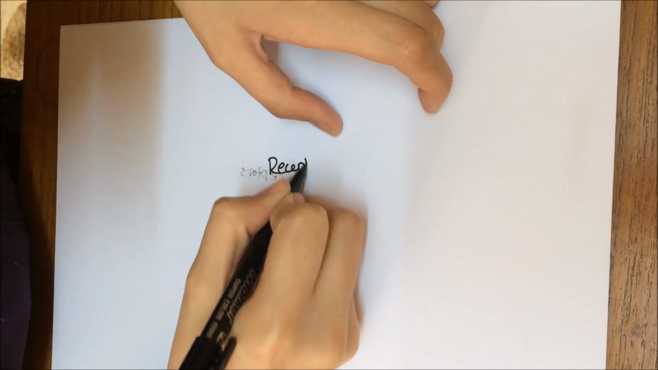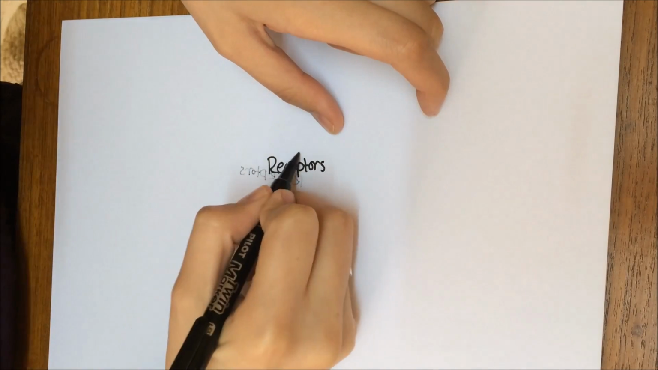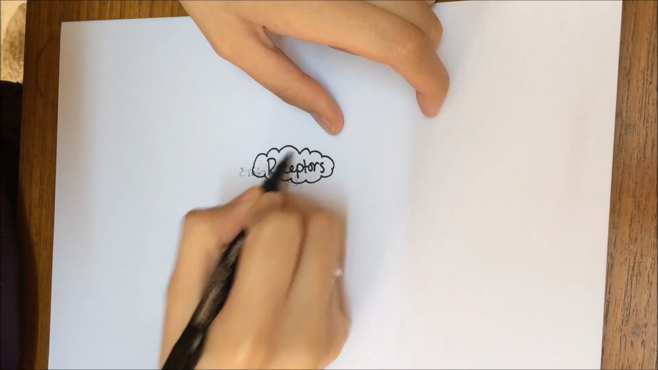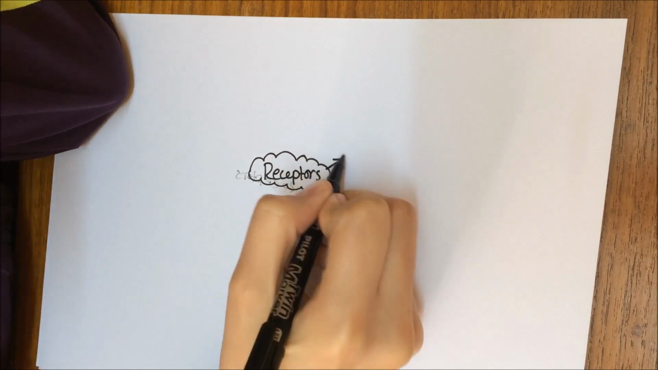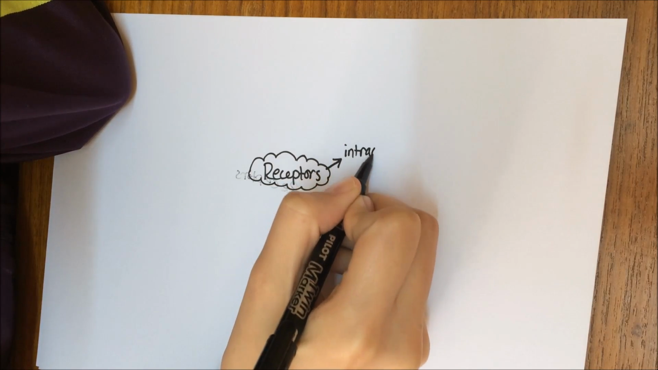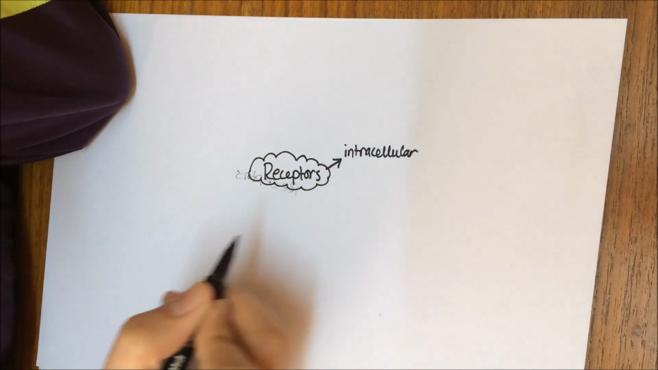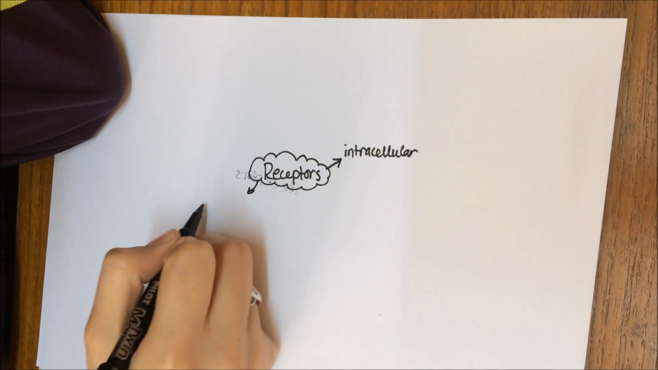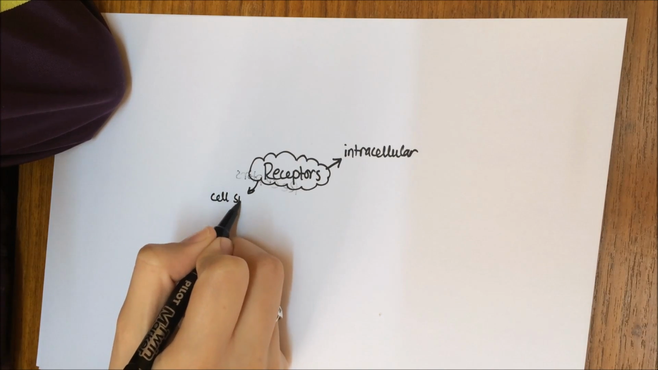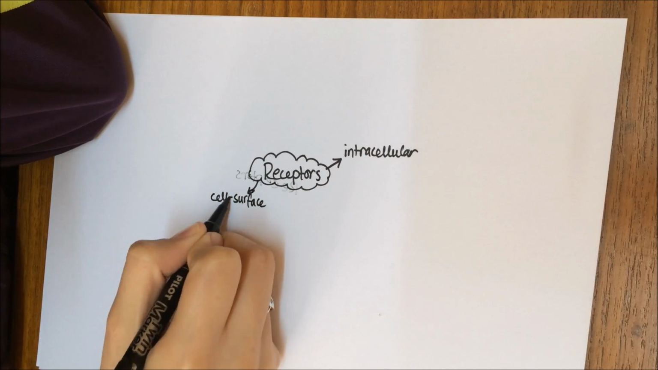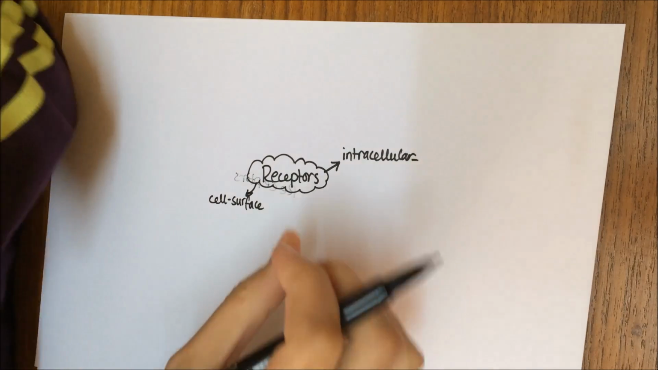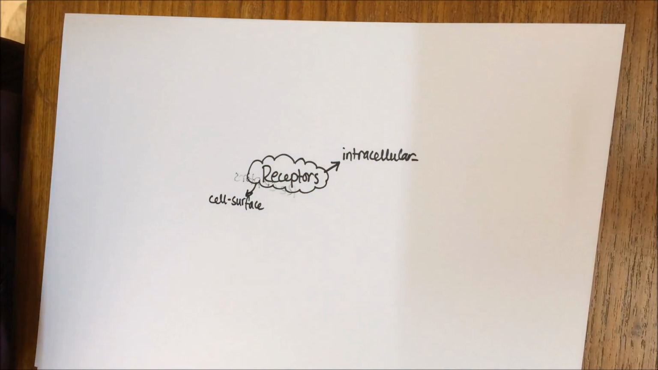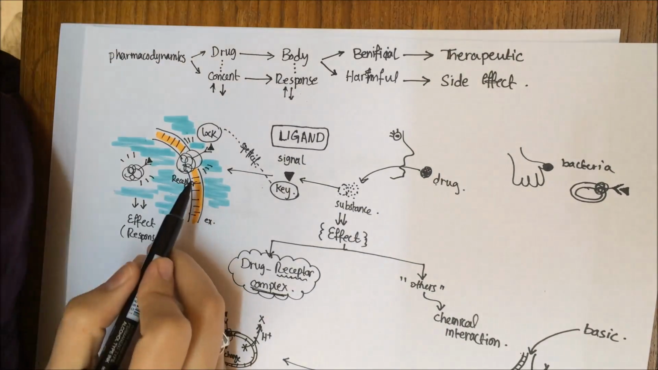Now, receptors in general are divided into two main categories: the intracellular receptors and the cell surface receptors. Now, let's begin with the intracellular receptors. Let's come back to what we said in here.